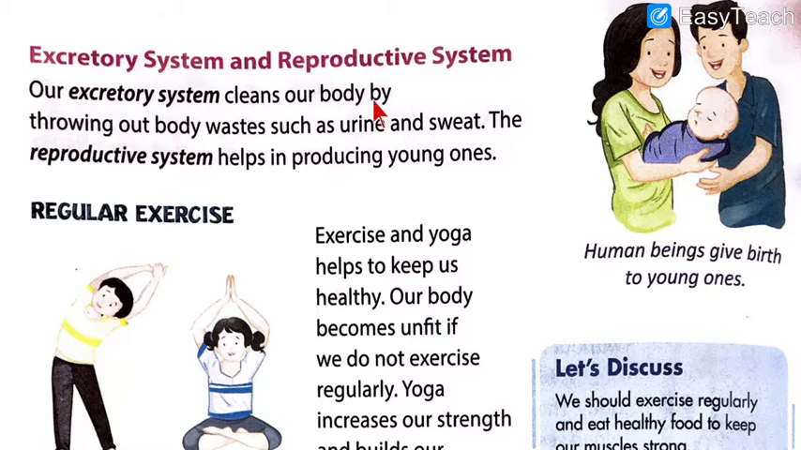Our excretory system cleans our body by throwing out body wastes such as urine and sweat. Sometimes when you run a lot, you start sweating, perspiration starts coming out from your body, right? You become wet with the sweating. So that is also the excretory system. The sweat comes out when you do hard work, and that is the waste of our body. So it is good when you start sweating. The bad particles, the waste in your body, come out.